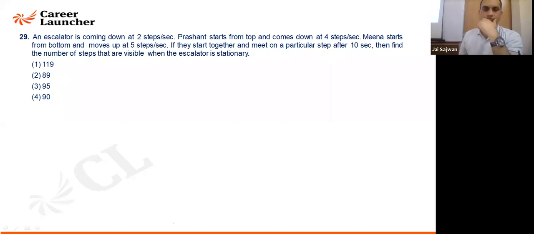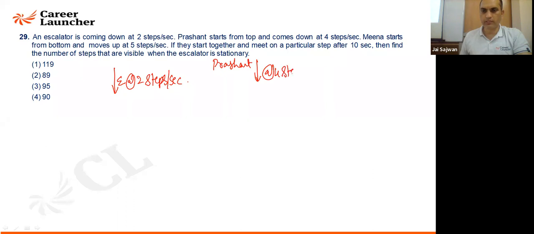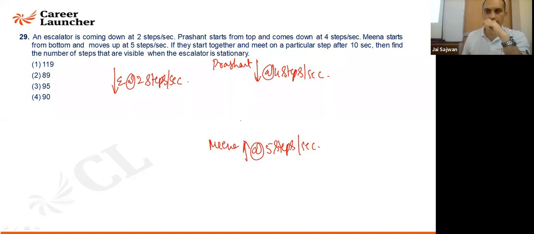Okay, here I go now. The escalator is coming down at the rate of 2 steps per second. Prashant starts from the top and comes down at 4 steps per second. Meena starts from the bottom and moves up at the rate of 5 steps per second. If they start together and meet on a particular step after 10 seconds, find the number of steps that are visible when the escalator is stationary.